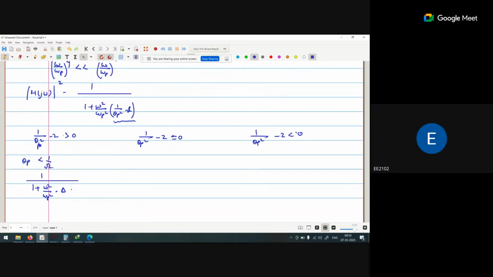Now if 1 upon Qp square minus 2 is 0, then Qp is 1 upon root 2, and the magnitude of H of j omega mod square is nothing but 1 over 1, because this complete term is 0. And when it is less than 0, Qp is greater than 1 upon root 2, and the magnitude of H of j omega mod square is equal to 1 minus omega square upon omega p square into delta. It is less than 0, that means minus delta.